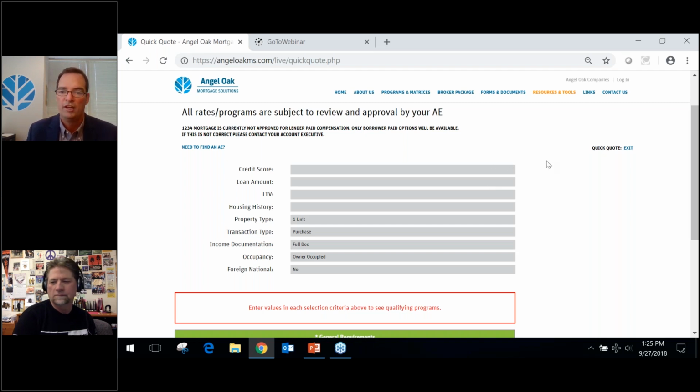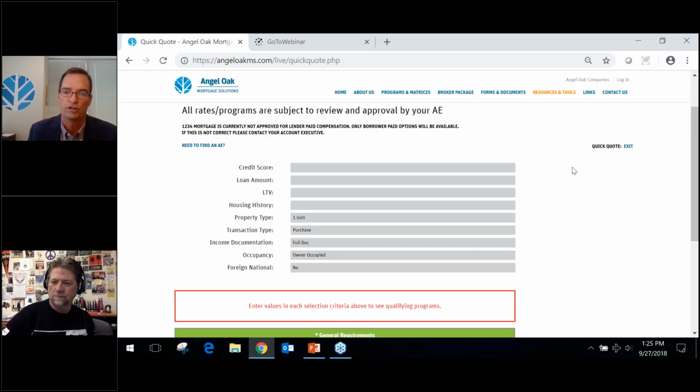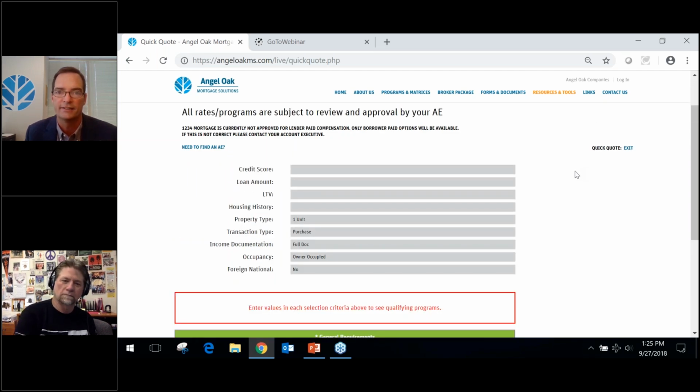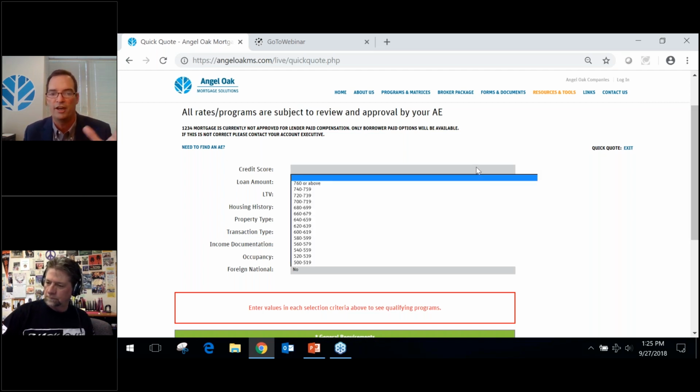So this is quick quote, and really what I want to show everyone is how easy this is. This is a very simple process. We have a handful of drop-down boxes. You only have to answer 4 before you start getting options, and I'll show you how that works. But let's look at a scenario.